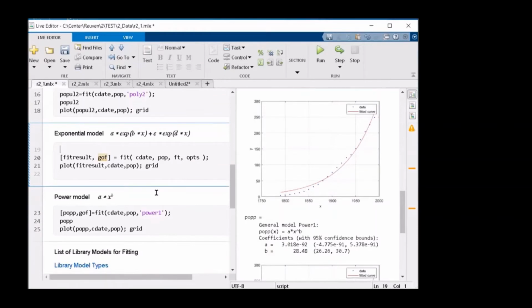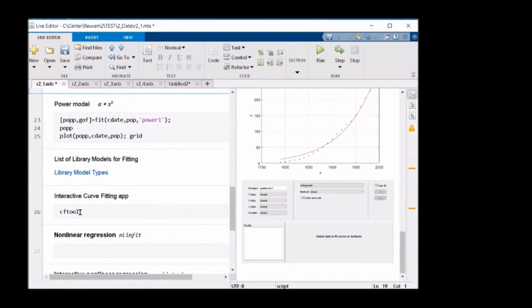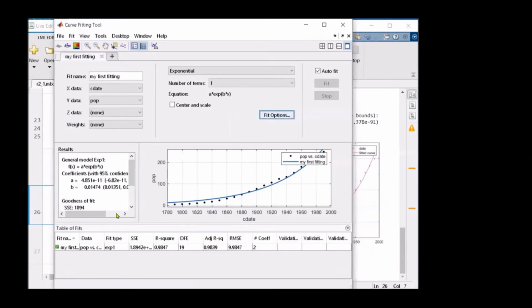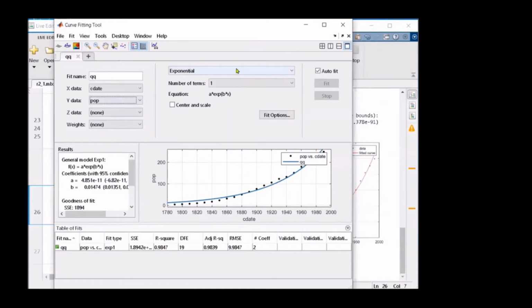We said that it's quite difficult to make this fitting if you don't know the names of the models of these methods. This is why please use this interactive fitting application, CF Tools, okay? I start here. Let me show again. We start from the name. It doesn't matter. Here it could be something cuckoo. The X data is our argument. Here it's the date of the population. We choose C date. Y data is the result of this population. Of the dates, it's just population.